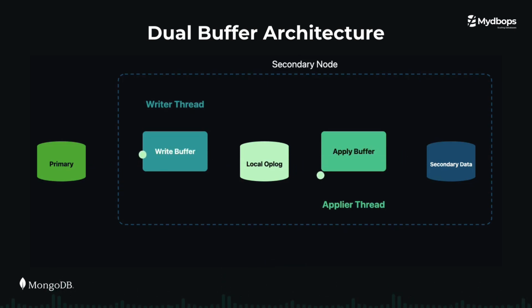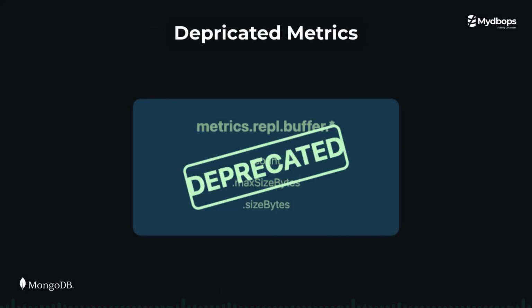So that brings us to monitoring. How do they change the monitoring tools to match this new architecture? Because the old metric, metrics.repl.buffer.count, that's gone now, right? Deprecated, yeah. It just doesn't cut it anymore. It couldn't tell you where the delay was, just that there was a delay somewhere in the buffer.